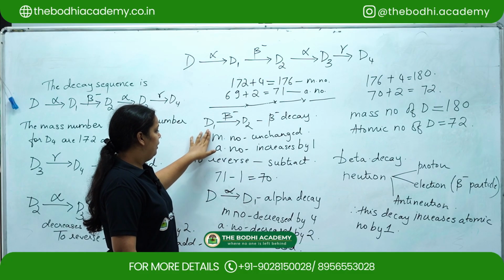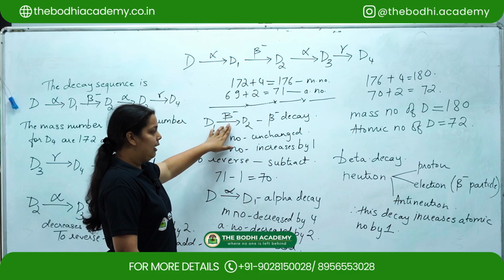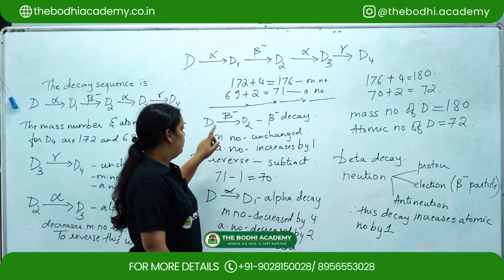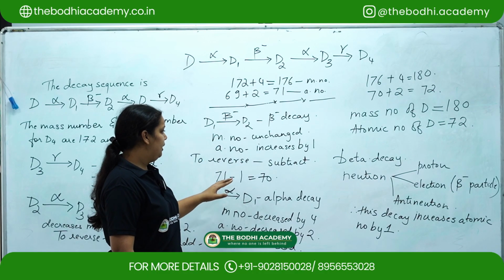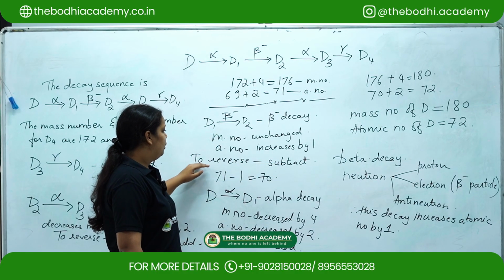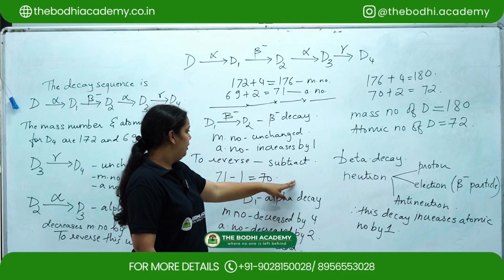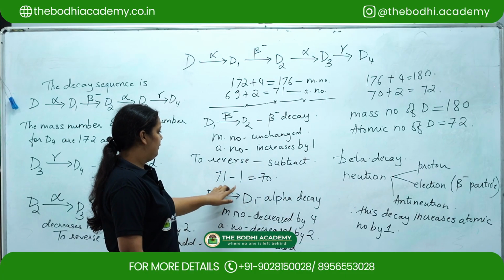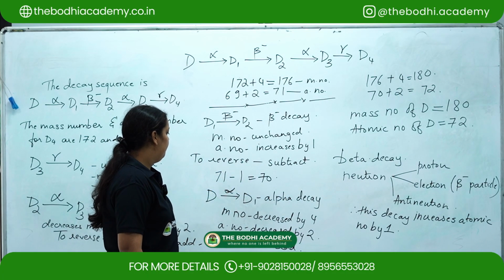Now from D1 to D2, it is beta minus decay. In that the mass number remains unchanged but the atomic number increases by 1. So to reverse this, we'll have to subtract the atomic number. So 71 minus 1 becomes 70.